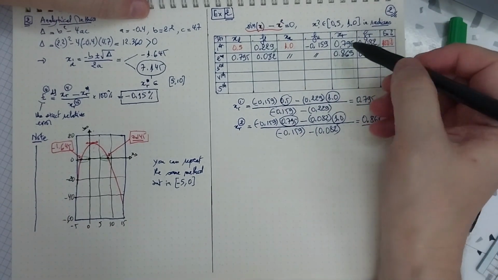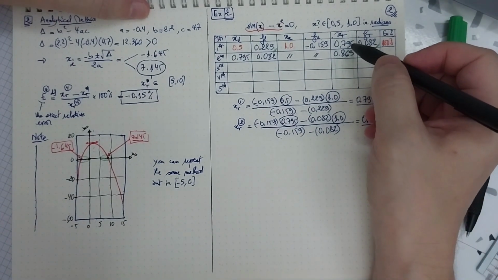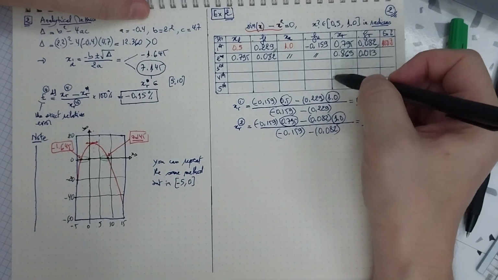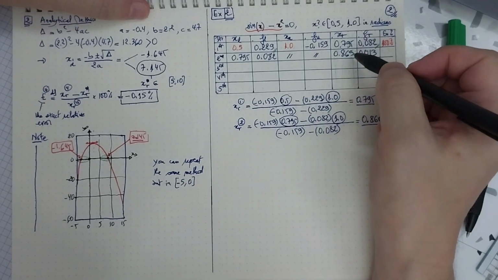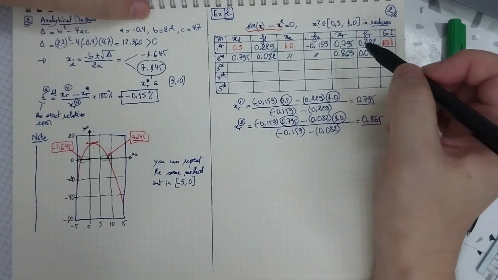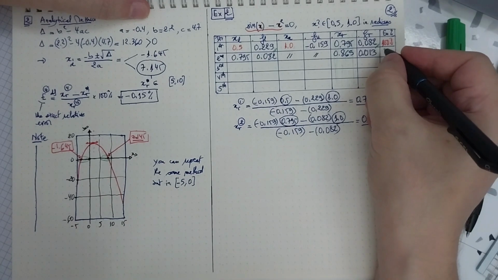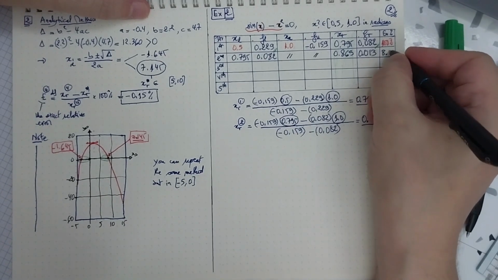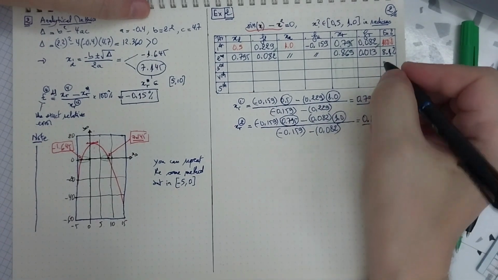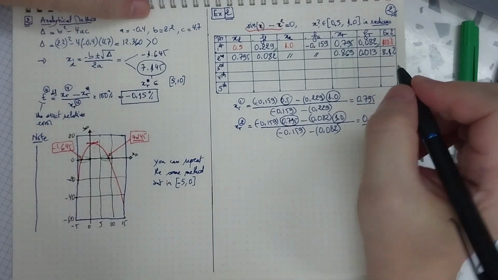Now the error. The error, as we said, is the current minus the previous over the current. Again, the current value of xr. The error is always with the column of xr. The current minus the previous over the current times 100%. And we get 8.1%. Here is only one decimal point.